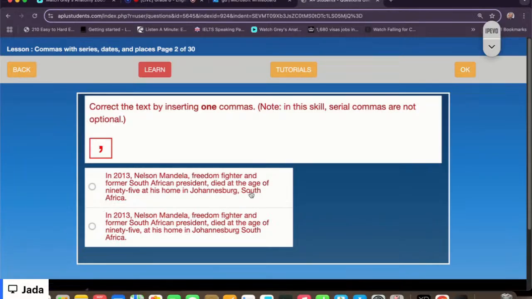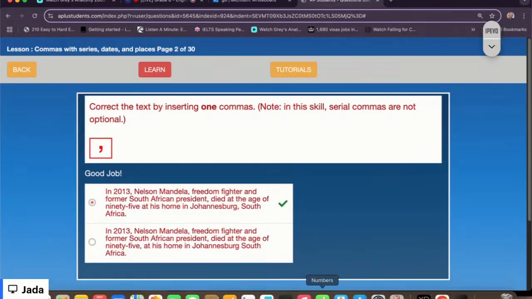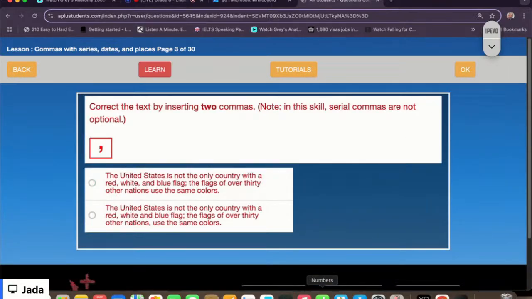All right, so we have the first one also. Okay, so this is just two commas. The United States is not the only country with a red, white, and blue flag. The flags of over 30 other nations use the same colors. So, first to second.